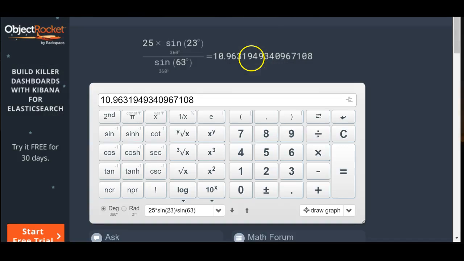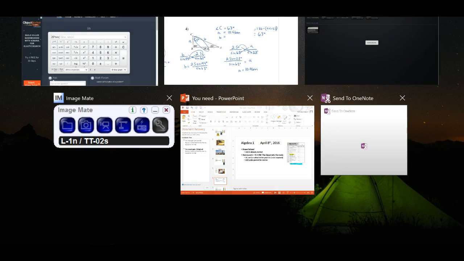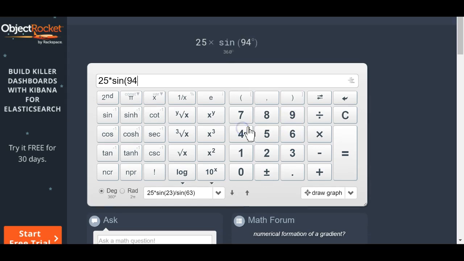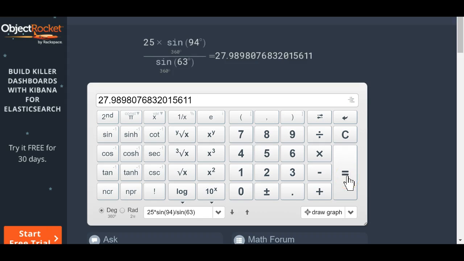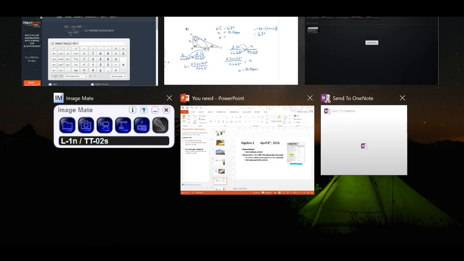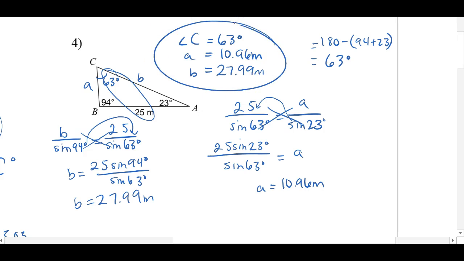Okay, so now 25 times the sine of 94 divided by the sine of 63 degrees. Okay, 27.99. So B is 27.99 meters. Okay, there we go.